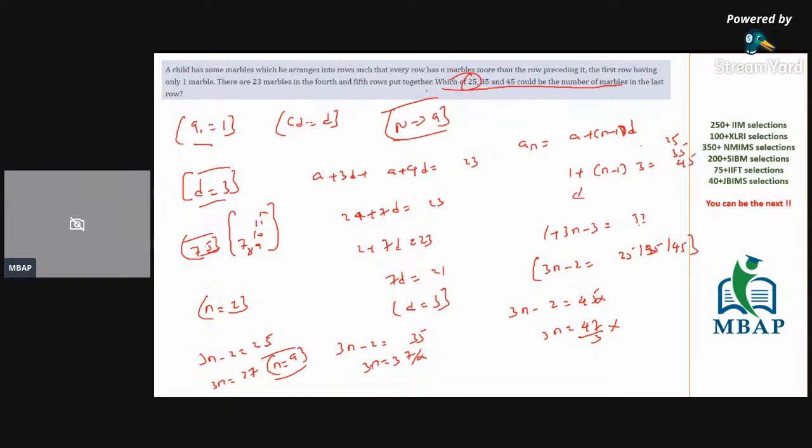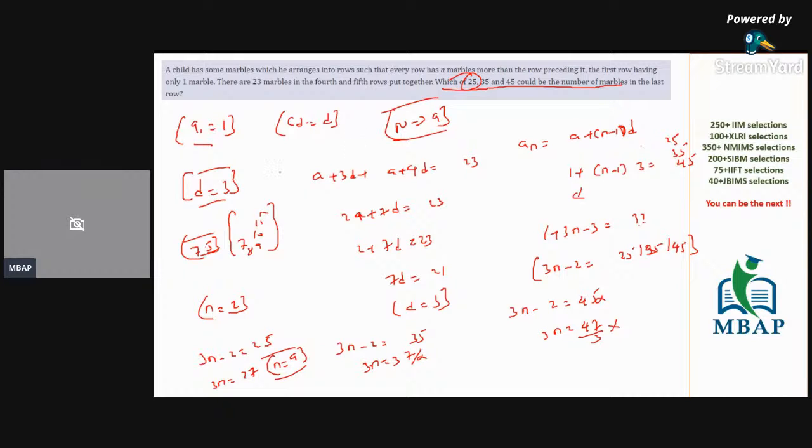Which value did it come out to be? It came out to be 25. So the answer option for the given question, I repeat, is 25, not 35, not 45. It's going to be option number 1, which is simply 25. Is this clear to all of you?